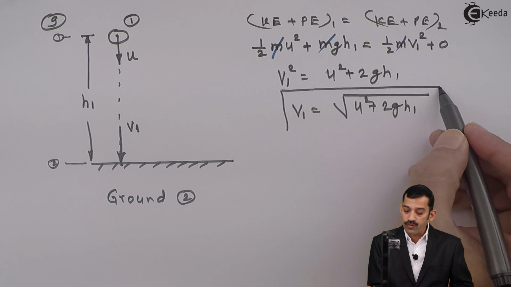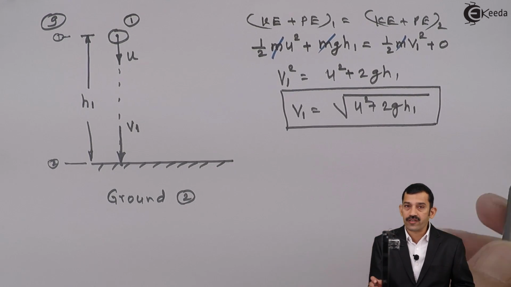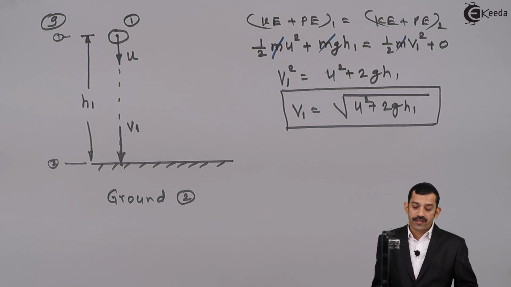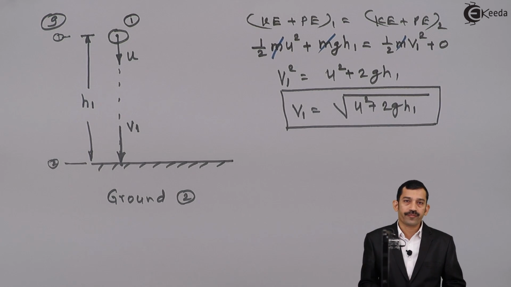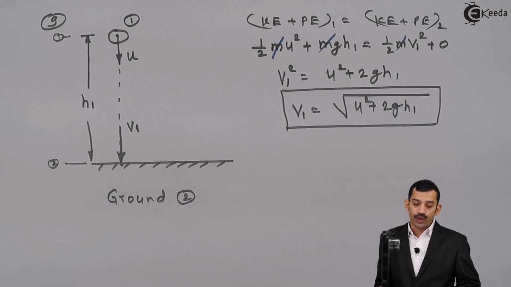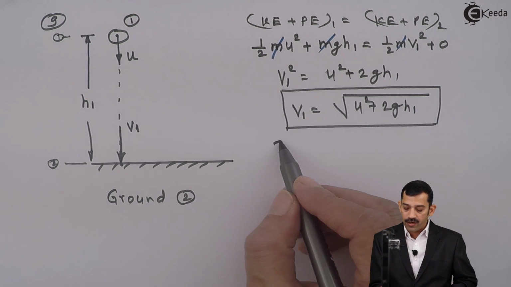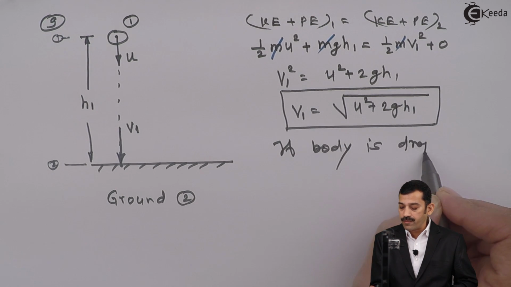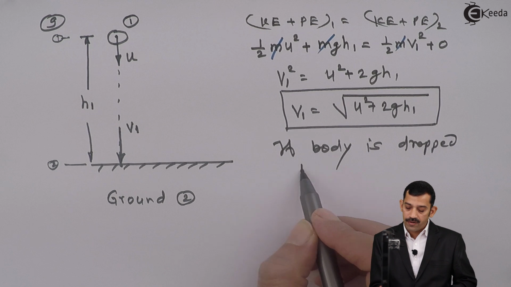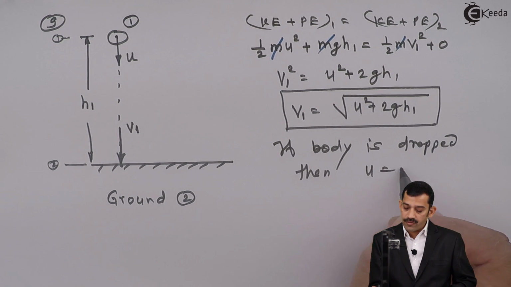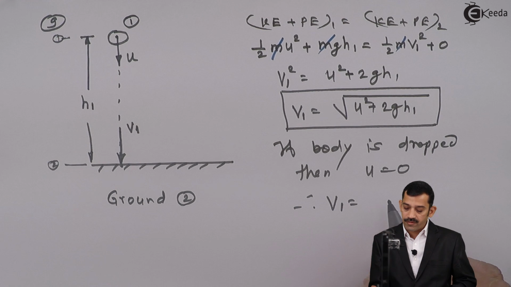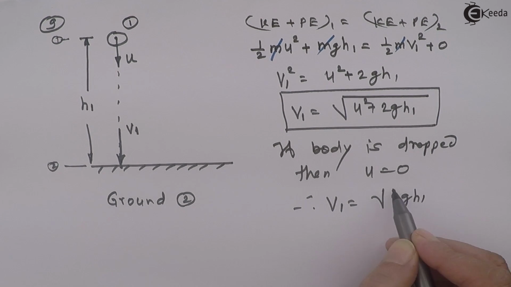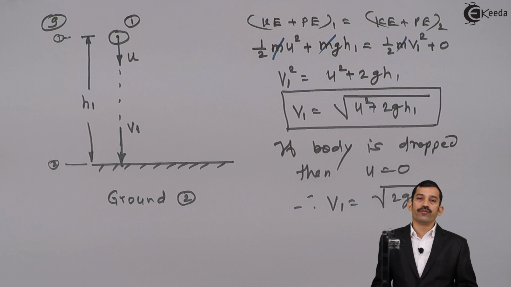With what velocity does the body strike the ground? In case the body is not thrown, when the body is dropped, u becomes 0, therefore this velocity becomes root of 2gh1. But if it is thrown, then it becomes root of u square plus 2gh1.